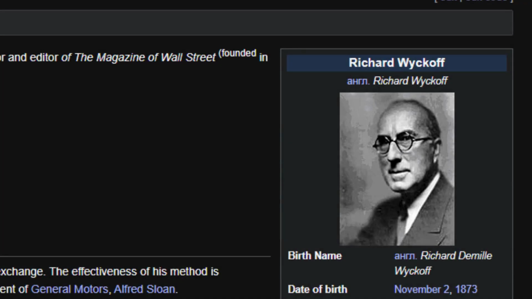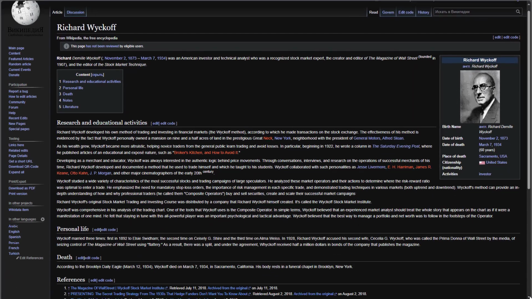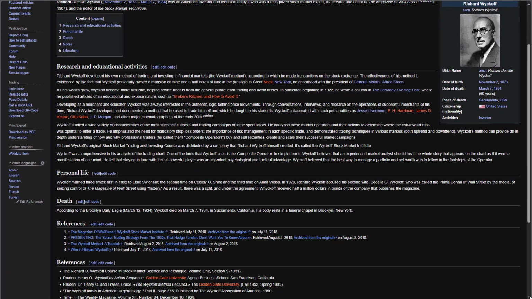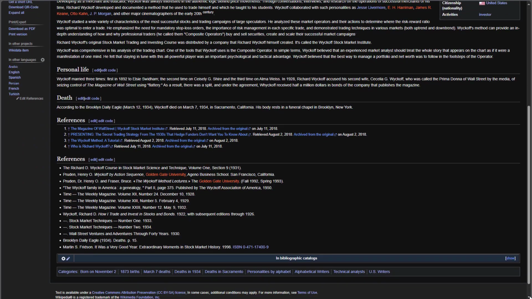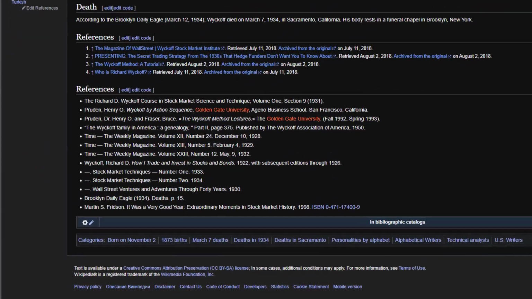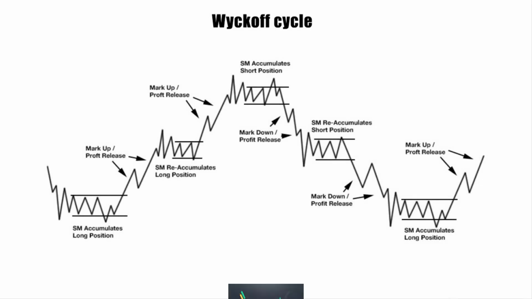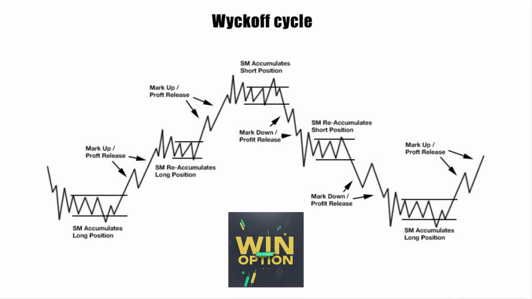This process was described in detail by the American investor Richard Wyckoff in his work, Wyckoff's Course on the Stock Market. In it, he identified three key postulates underlying his concept of financial market analysis: the principle of supply and demand, cause and effect, and the relationship between efforts and results. We will not go into his theory, but will limit ourselves to a general description of the Wyckoff cycle. The phases of this cycle are shown on the screen.